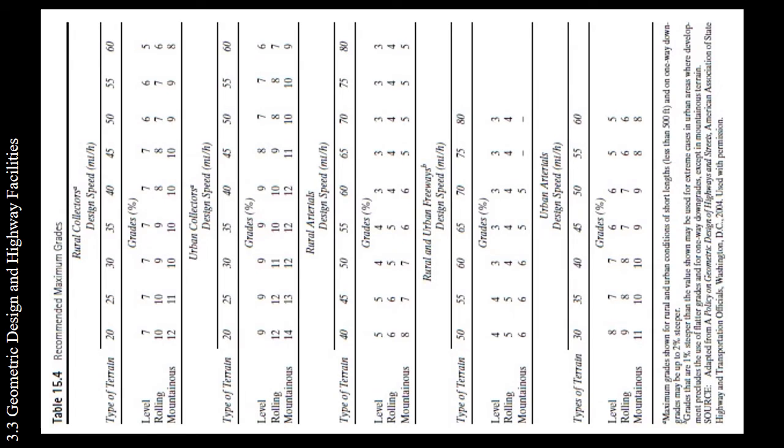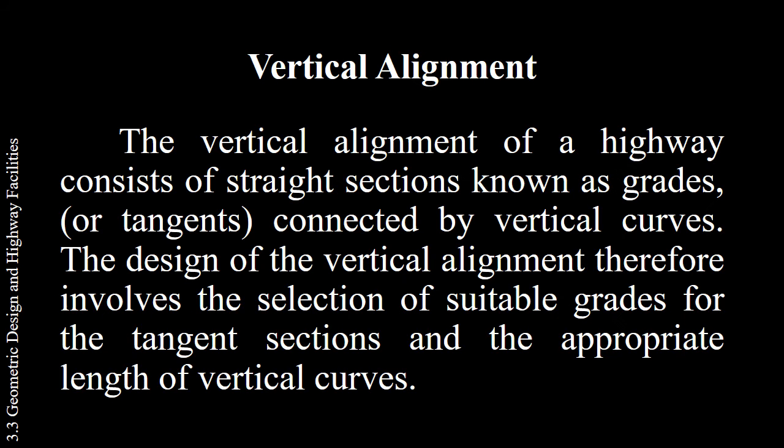So based on the table, these are the following recommended maximum grades in designing a highway. There is a table for rural collectors, urban collectors, rural arterials, rural and urban freeways, and urban arterials.